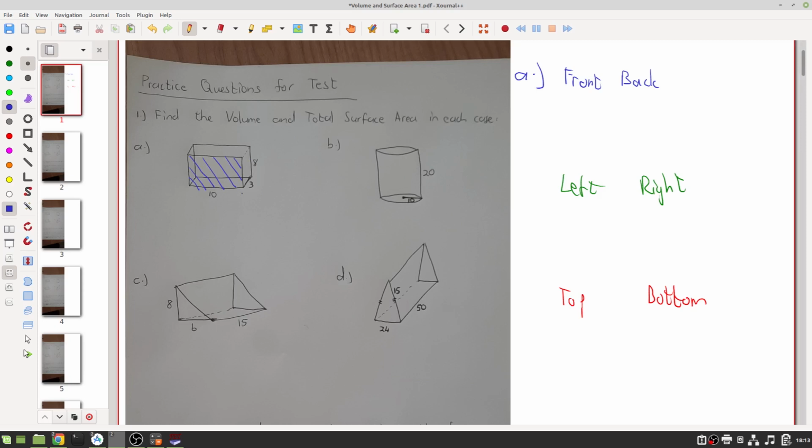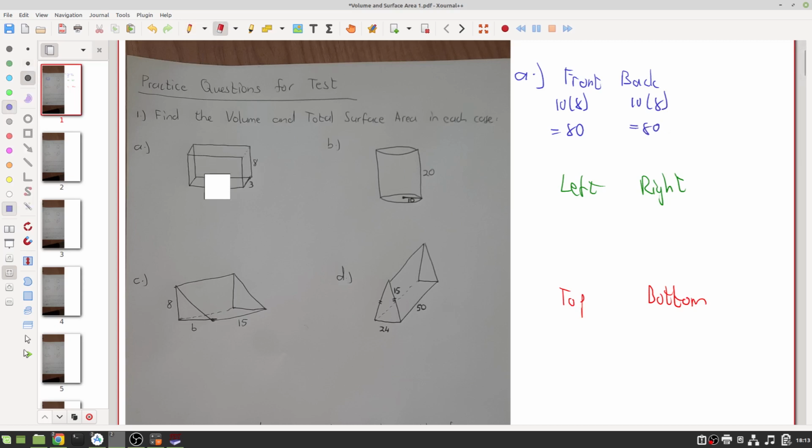So what is the area of that? Well, it's length times width, right? That's a rectangle. So that's going to be 10 times 8, which gives us 80. Then for the back part, that's going to be this rectangle here at the back. So for that part, that's also 10 times 8, and that gives us 80 as well.